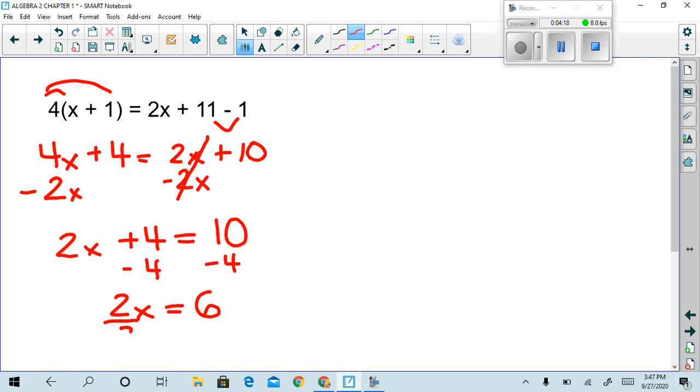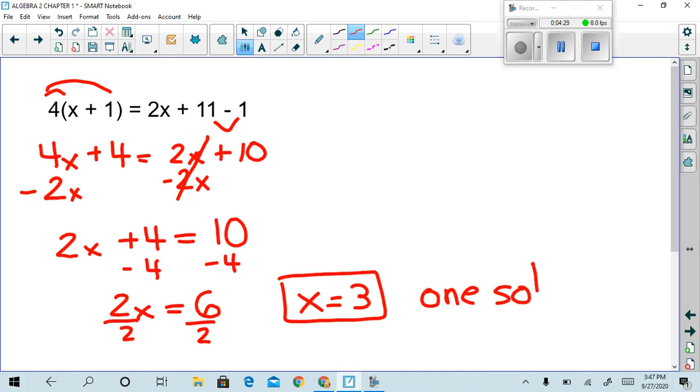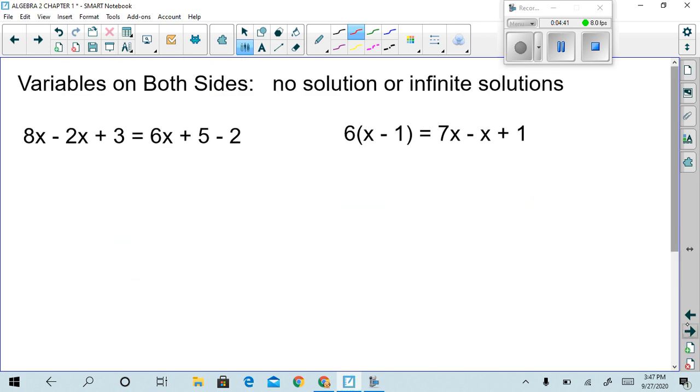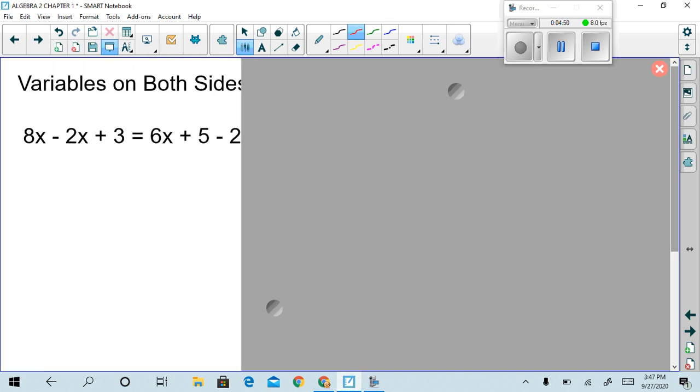Last step, if you thought you should divide, you were right. X is equal to 3. This is a multi-step equation with variables on both sides that has just one solution. And that's the type we're most familiar with. But there's more to solving equations than just one solution. In my next problem, again, I have variables on both sides. I might have no solution or infinite solution besides just having one. So let's take a look at one at a time.